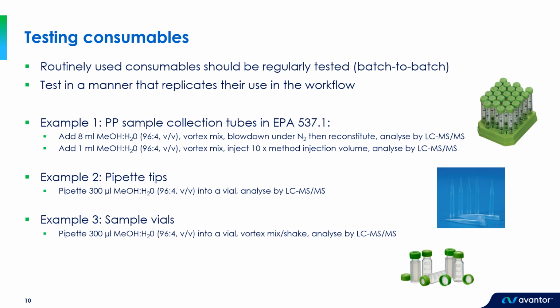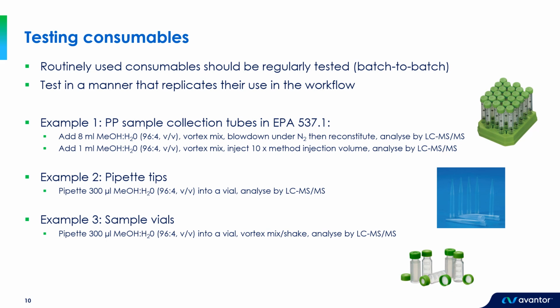There are other potential ways to test as well. So for example, in an EPA 537.1 separation, we use a 1 microliter injection. For testing consumables, it's feasible to increase the injection volume tenfold to 10 microliters. This increases the sensitivity of the analysis, although it may compromise peak shapes for early eluters. However, for screening processes, this is quite a reasonable approach.